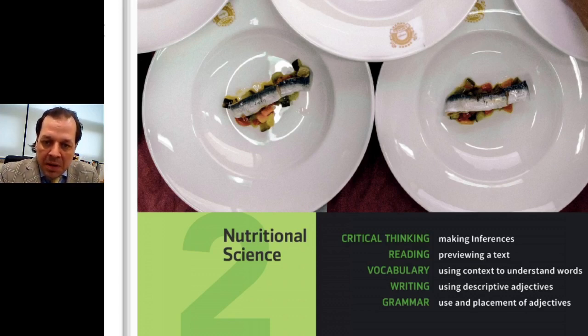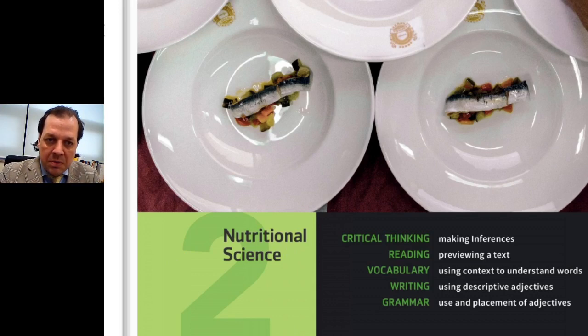So we're going to be making inferences for our critical thinking subjects. We'll be reading with previewing a text, which we've done already. Vocabulary section includes using context to understand words. Our writing section using descriptive adjectives, and our grammar section will use and study the use and placement of adjectives. Alright, so let's get into it. Maybe we can make this a quicker lecture than last week, which was quite long.